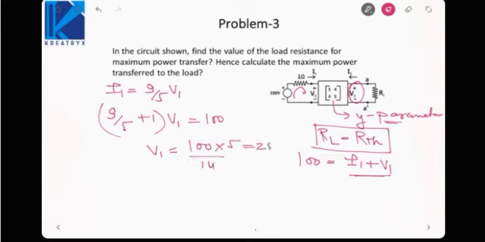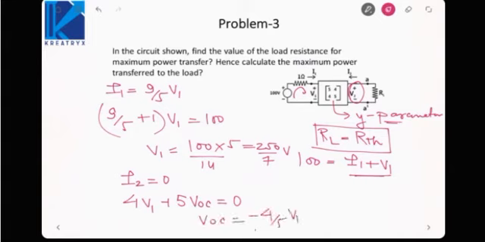Now we know that what was the equation between V1 and VOC? It was, we kept I2 equal to 0, which meant 4 V1 plus 5 VOC equal to 0. Okay, so VOC is minus 4 by 5 V1, that is minus 4 by 5 into 250 by 7, that is equal to minus 200 by 7. So this is my Thevenin voltage.